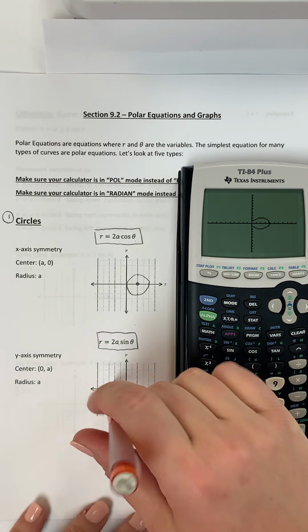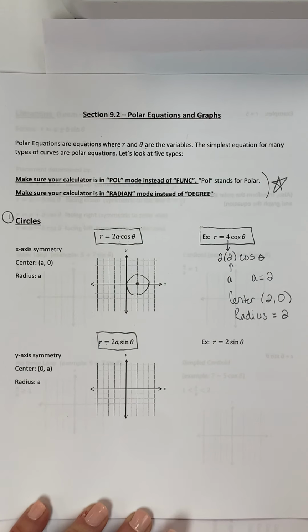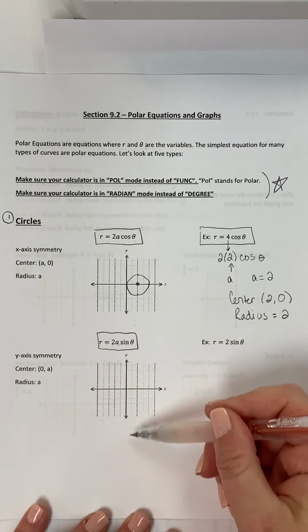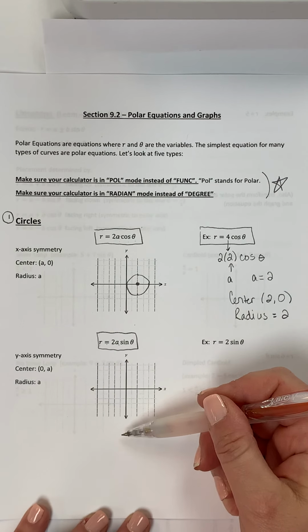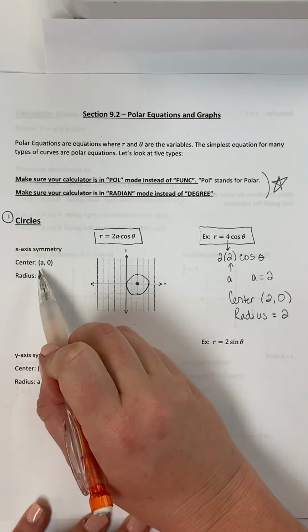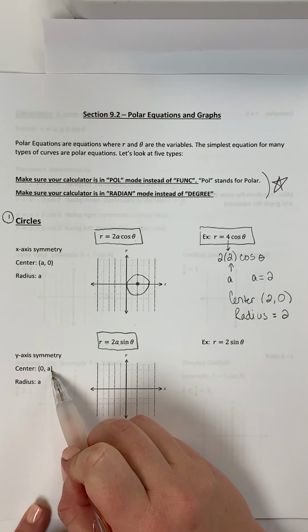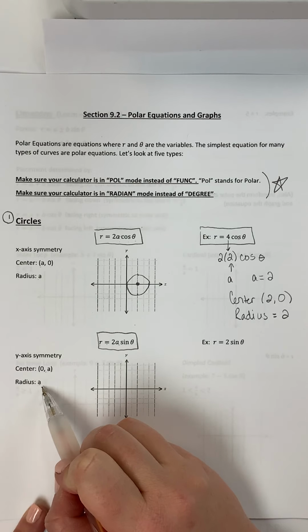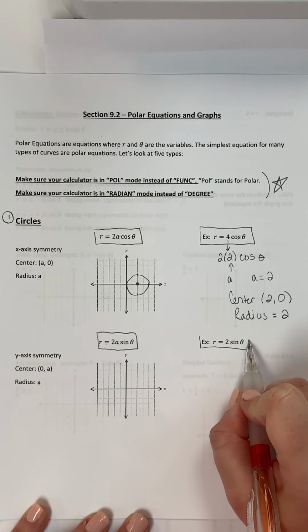Okay, let's try this next one. Now, the only difference here is that we have a sine, which means we're going to have y-axis symmetry for this guy. Our center is not going to be (a, 0), it's going to be (0, a), but our radius is still the same, a. So here's an example.